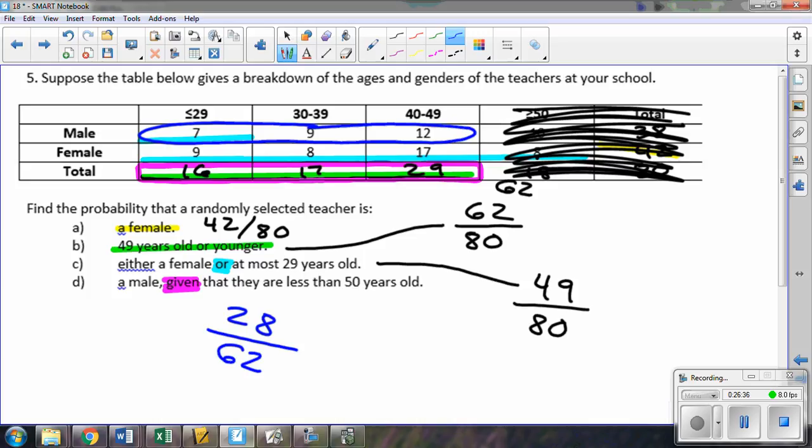Whenever you encounter this word given, it's telling us we're not looking at the entire group of everyone. We're looking only at a restricted, smaller subgroup. So our denominator is going to be smaller based on the size of that subgroup. Many times that will be only a single column. It might be only a single row. But as this example shows, it doesn't have to be one column or one row. It's just a smaller group, and you have to figure out how big that group is.